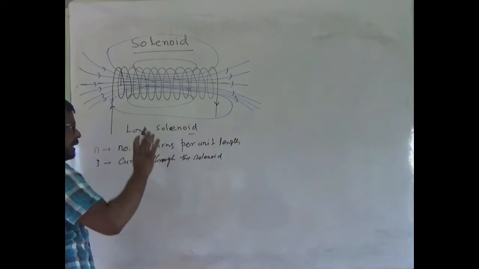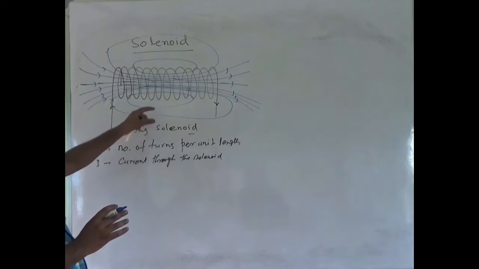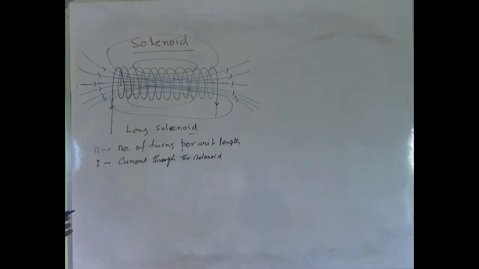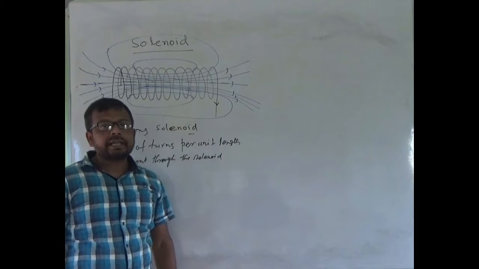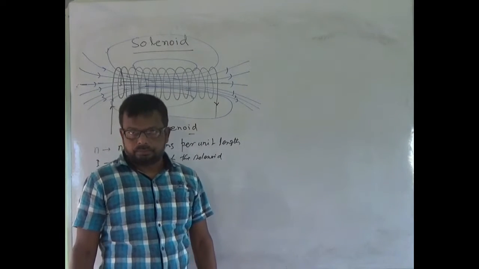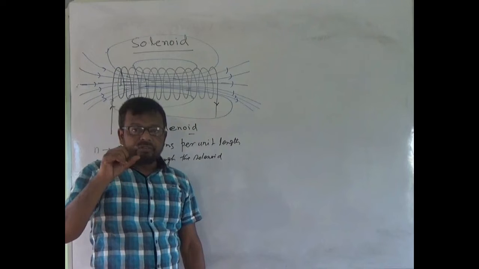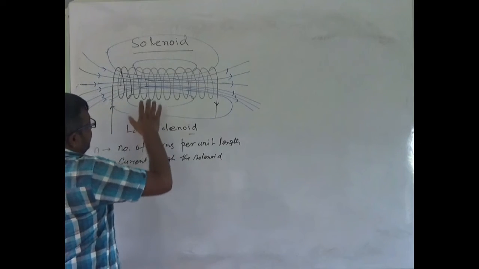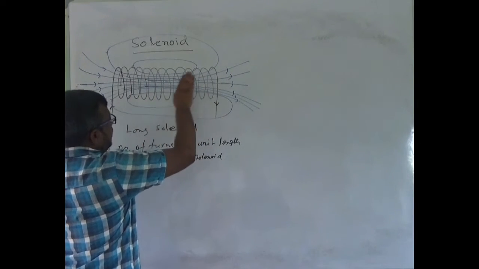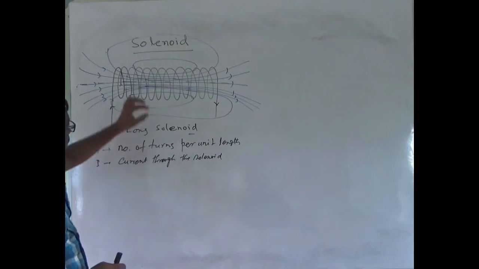In this region, there are many field lines, but they are far apart from each other, which shows that the magnetic field is very small in these regions. So the field outside the solenoid can be taken as zero. Inside the solenoid, field lines are very closely spaced, which shows that the field is very strong, and it is parallel, nearly parallel. We have taken this as a finite solenoid. If it is infinitely large, then this region continues.